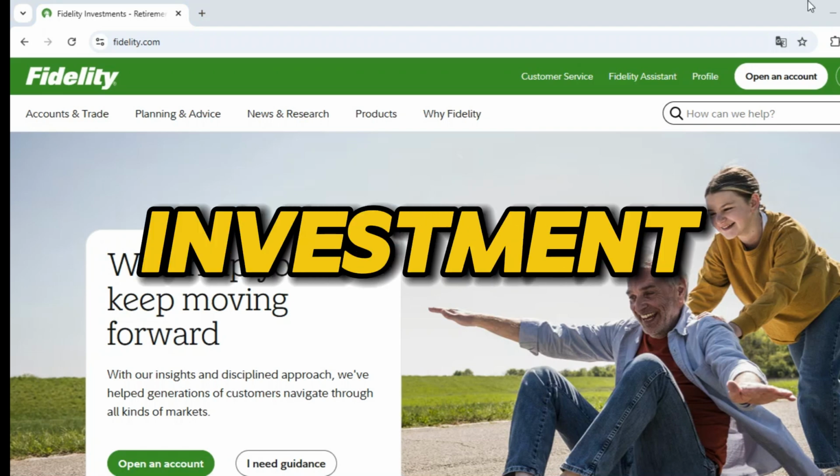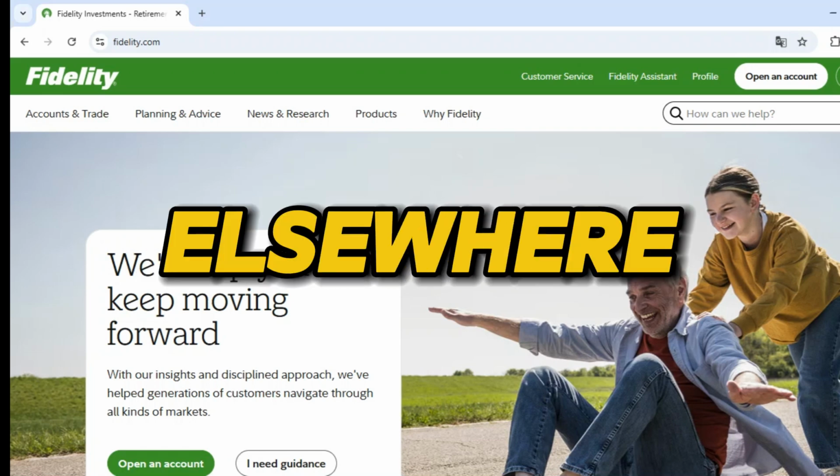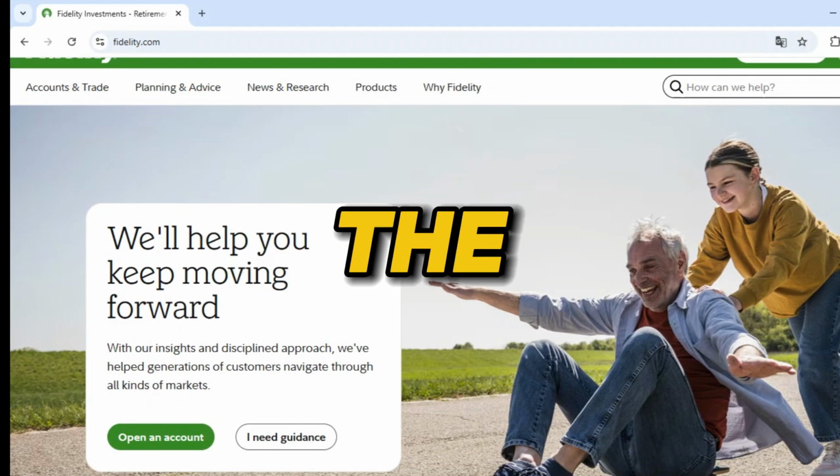Ready to move your entire investment account from Schwab, Vanguard, or elsewhere to Fidelity? A full ACATS transfer is the way to go.